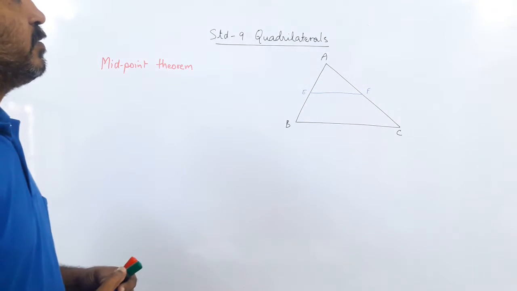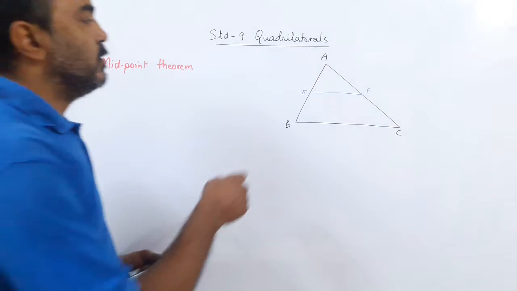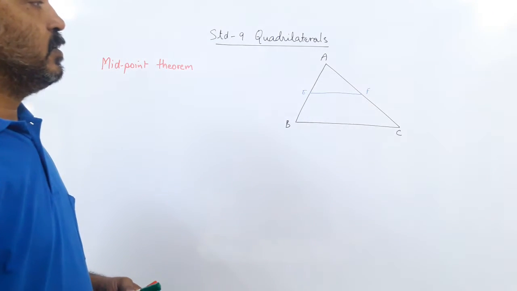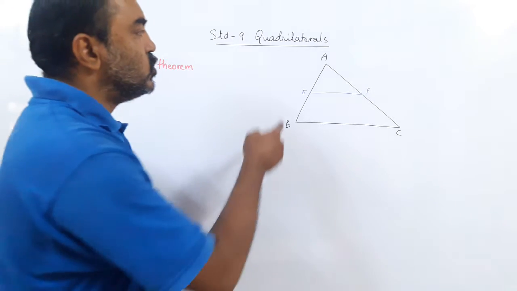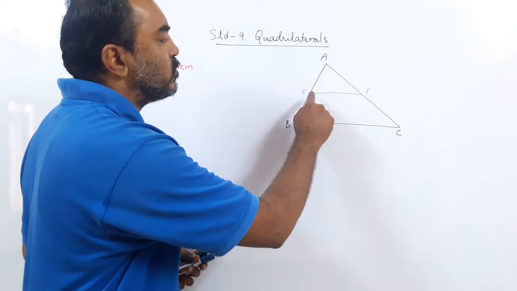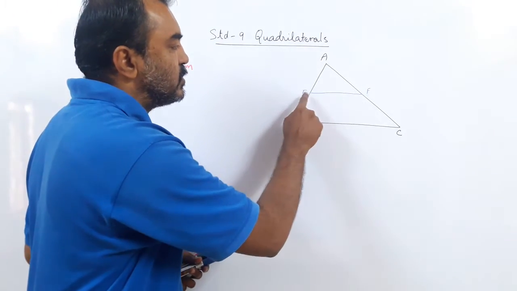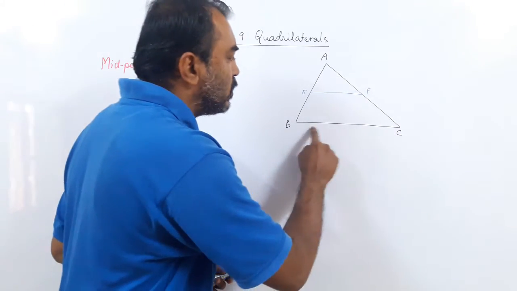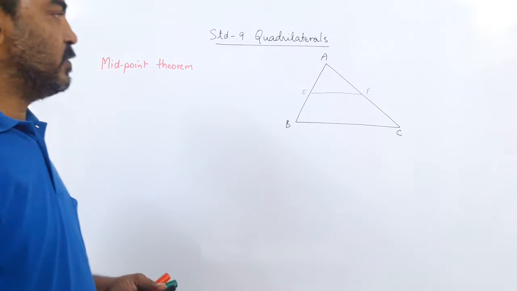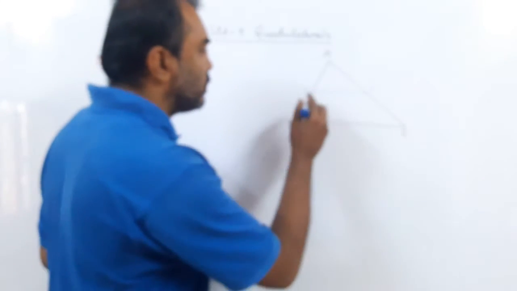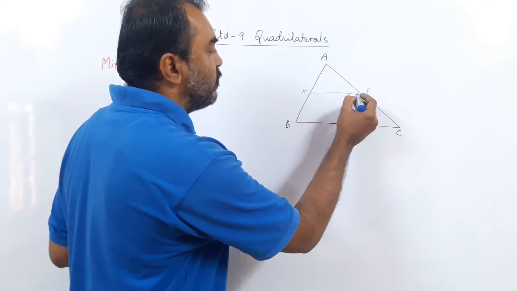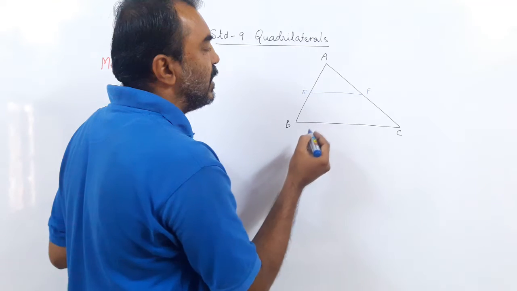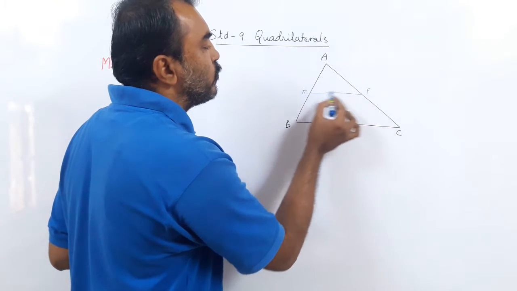So the theorem states that the line segment, EF is our line segment, the line segment joining the midpoints of two sides of a triangle, is parallel to the third side and half of it. Means we have to show that the line segment EF which is joining the midpoints of AB and AC, the line segment EF joining the midpoints of two sides of a triangle.